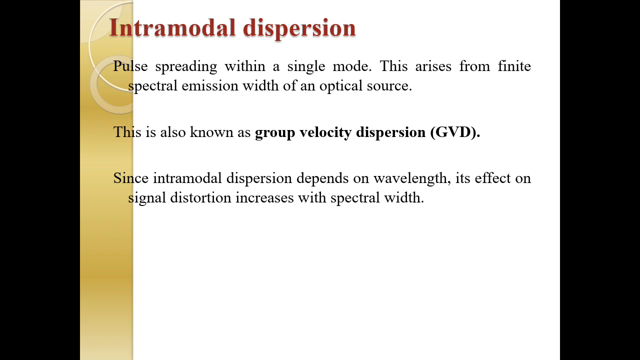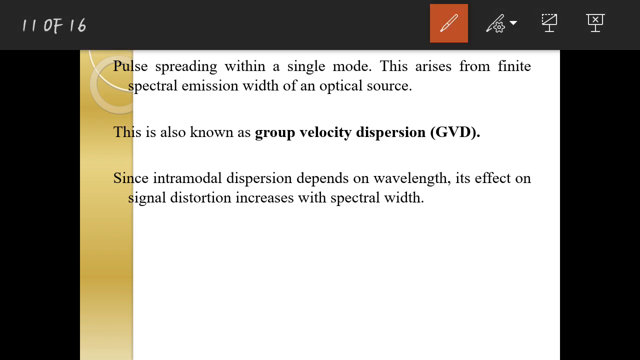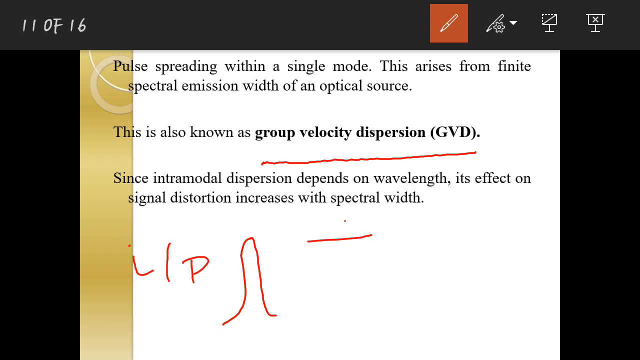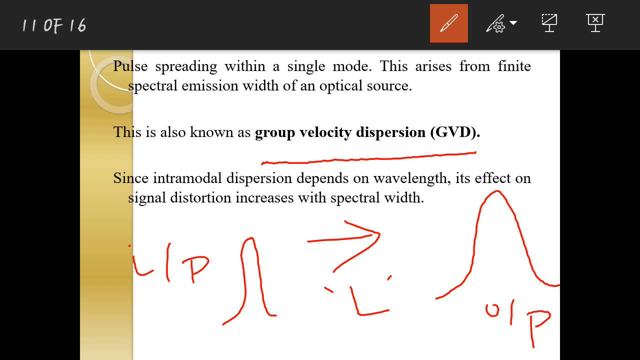In intramodal dispersion, the pulse is spread due to the group velocity, and we call it group velocity dispersion. It mainly happens due to the spectral input line width. This is the input line width. Due to the dispersion and the length of the fiber, you will have a broader line width, or the dispersion.